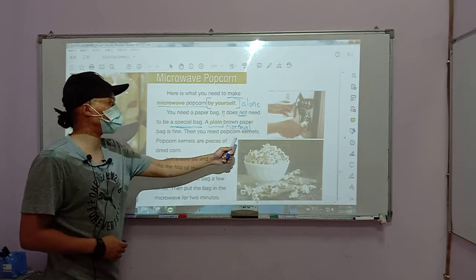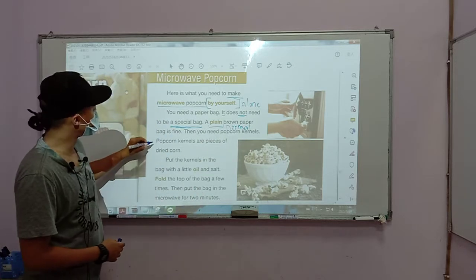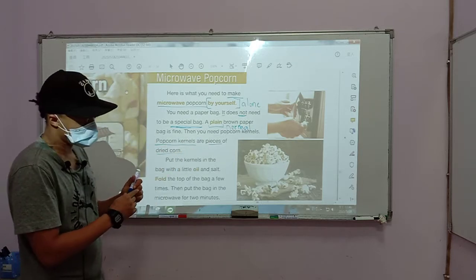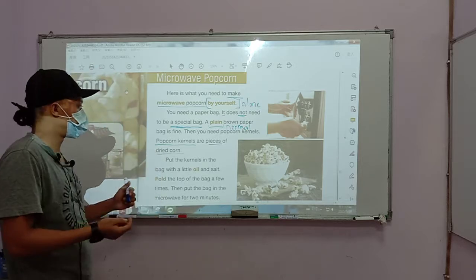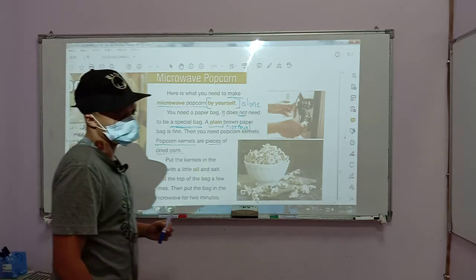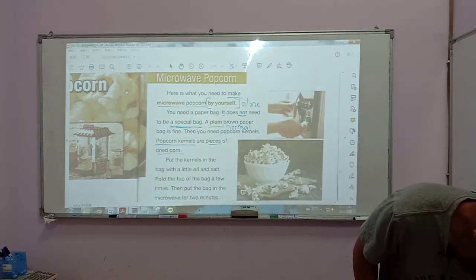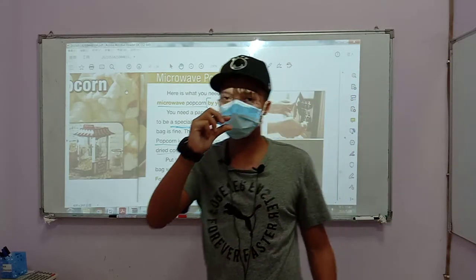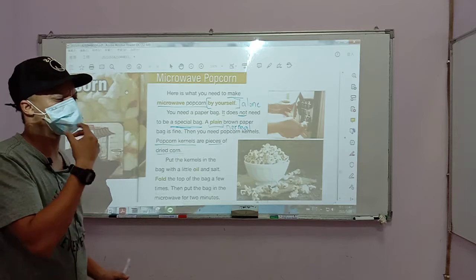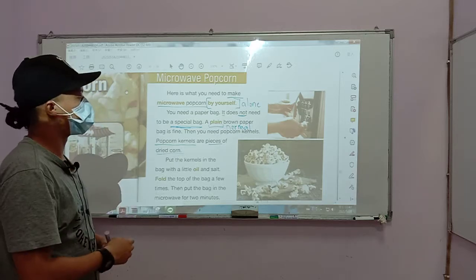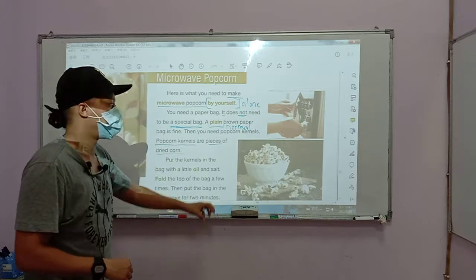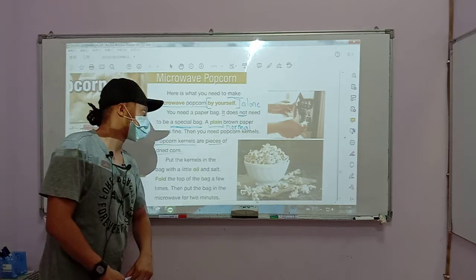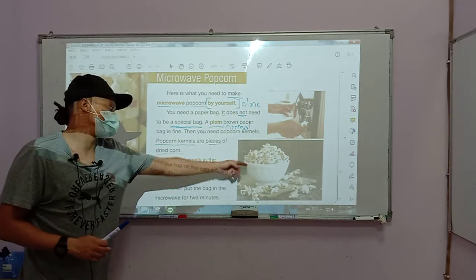Then you need popcorn kernels, and then they explain to us popcorn kernels are pieces of dried corn. So you guys would know corn, the yellow ones over there. And let me see if we have a picture of it in our books. Doesn't seem, but it's the small yellow, sometimes brown corn, and it's very, very hard, okay? And when you heat it up, they pop, and they pop into these kinds of popcorn, okay? So you add a little heat and then it pops and it makes this.